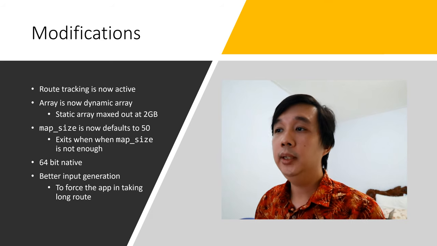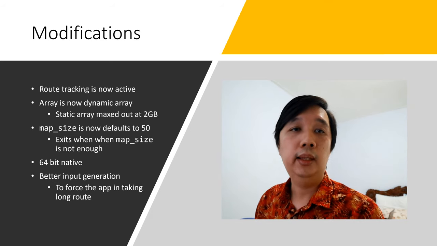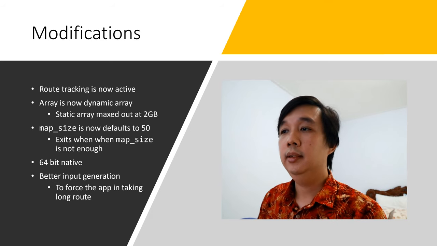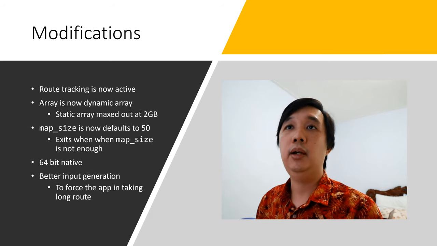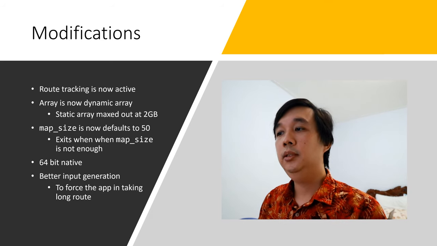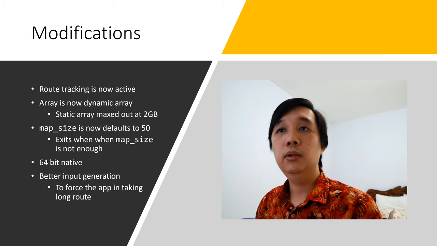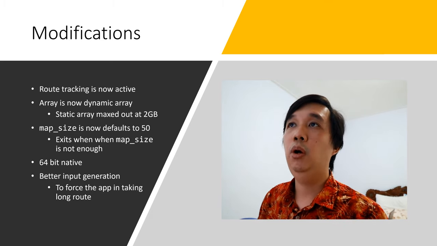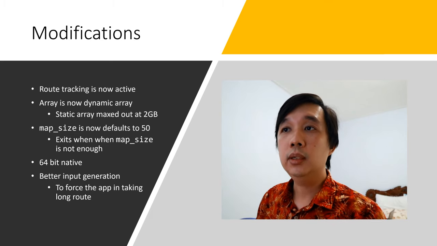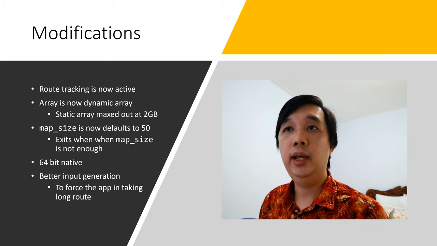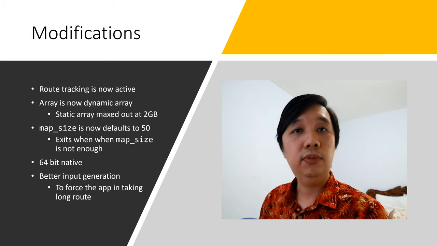First, I've made road tracking active so that I can know the route between point A to point B. And second, the array is now a dynamic array. Why? Because a static array is maxed out at 2 GB. Third, the map size now defaults to 50. Why? Because previously, when the map size was only like 10, it was a little too small when the number of vertices and the number of edges is high. Now 50 should be enough.